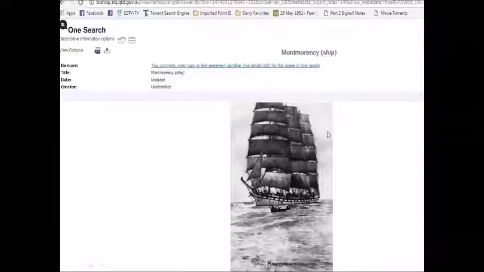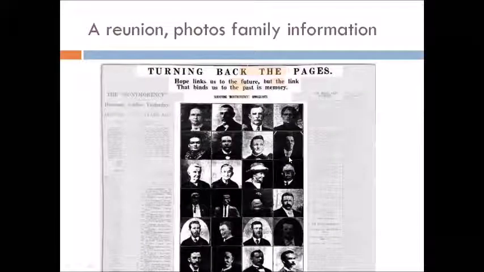With TROVE, you can even get links to other pages, other websites, and here's an etching of the Montmorency in sail. This one was a bonus because apart from the bit that's not nice and easy to read, this is a story of the trip. This is the list of the passengers, and there's 2 photographs of 2 of the brothers that I'm hunting. Wow. And of course I could enlarge it up and I could keep it.